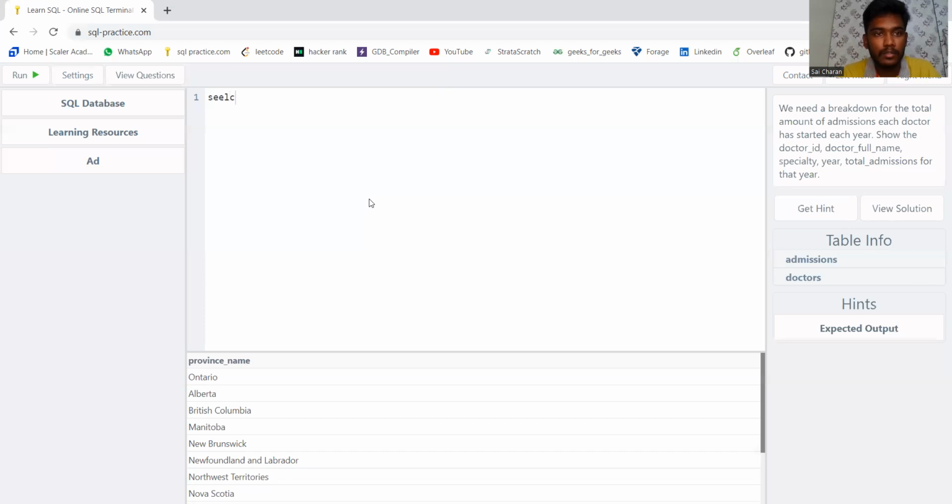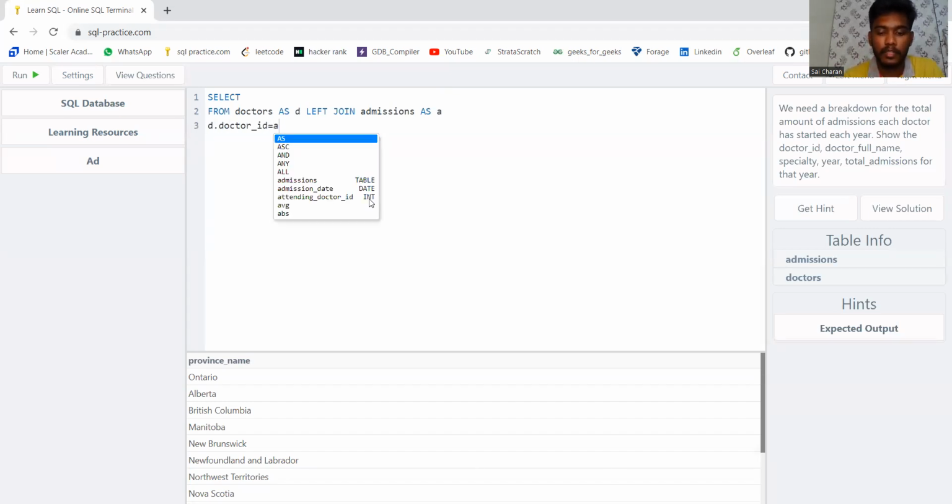So select from. There are two tables, so obviously we will go with joins. As we need every doctor's information, I am going with a left join. From doctors as D, left join admissions as A on D dot doctor ID is equal to A dot attending doctor ID.